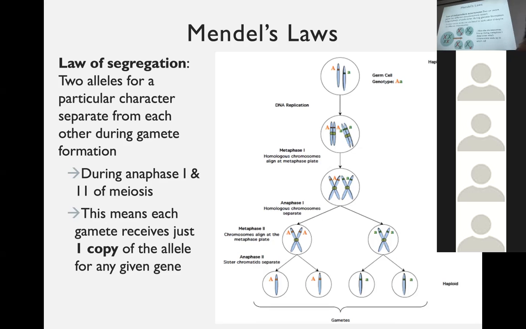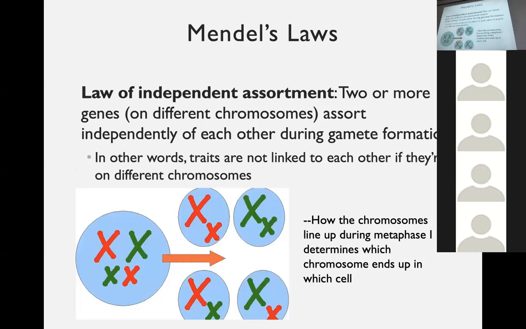And then the law of independent assortment deals with genes on different chromosomes. So these are not the same gene. When we were dealing with the alleles, those were the same genes, right? They were just different versions of the gene that separated out. Now we're talking about totally separate genes on separate chromosomes. So we'll say hair color and eye color. Those are going to separate from each other randomly as well. So 2 or more genes on different chromosomes assort independently, or separate from each other randomly, during gamete formation.